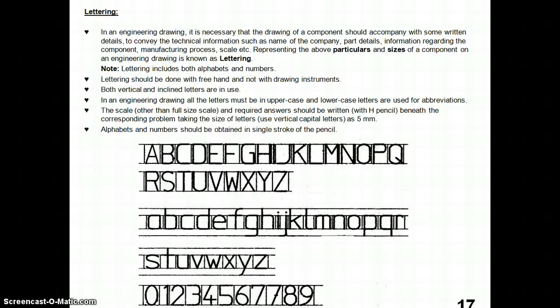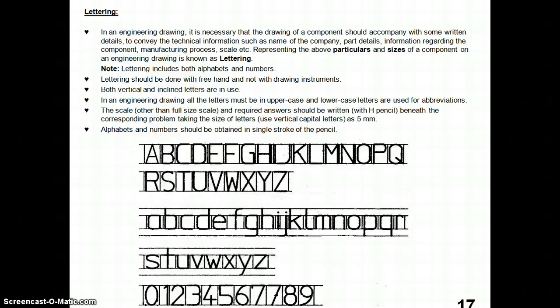The first and most important one is lettering. In an engineering drawing, it is necessary that the drawing of a component is accompanied by some written details to convey technical information, such as the name of the company or detailed information regarding the component, manufacturing process, scale, extras, etc. Representing the above particulars and sizes of the component on an engineering drawing is known as lettering. Lettering includes both alphabets and numbers. Lettering should be done freehand, not with drawing instruments. Both vertical and inclined letters are in use.